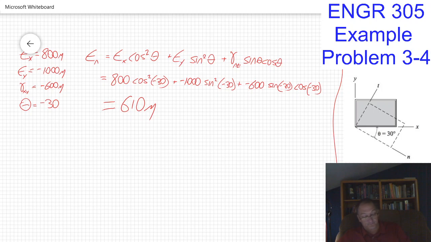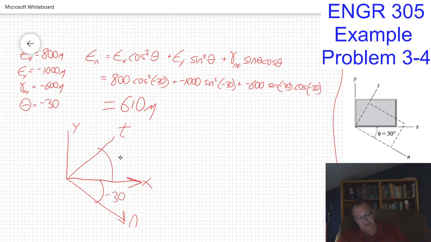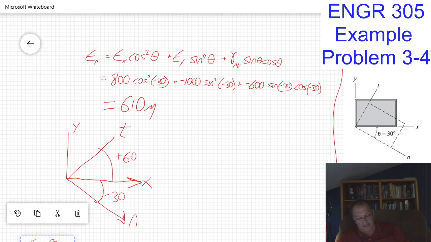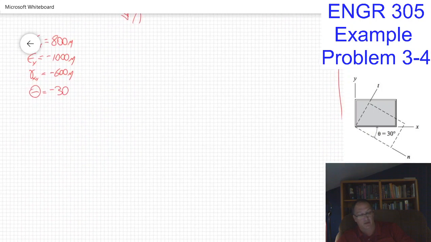So that's that. Now, I want to draw their coordinate system. There's my X, there's my Y. Here's their N, and here's their T. So this was minus 30. To get to the T-axis, I've got to plop in a plus 60. All right? So this data is all good. I'm just going to roll that down here, and then we're going to keep going.